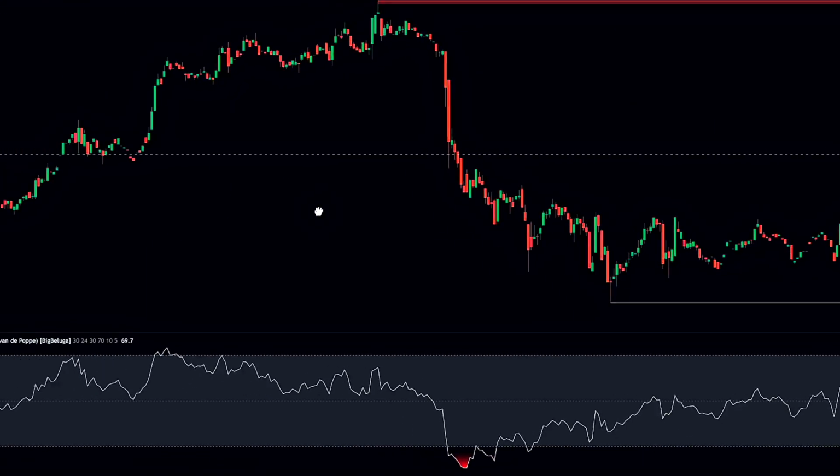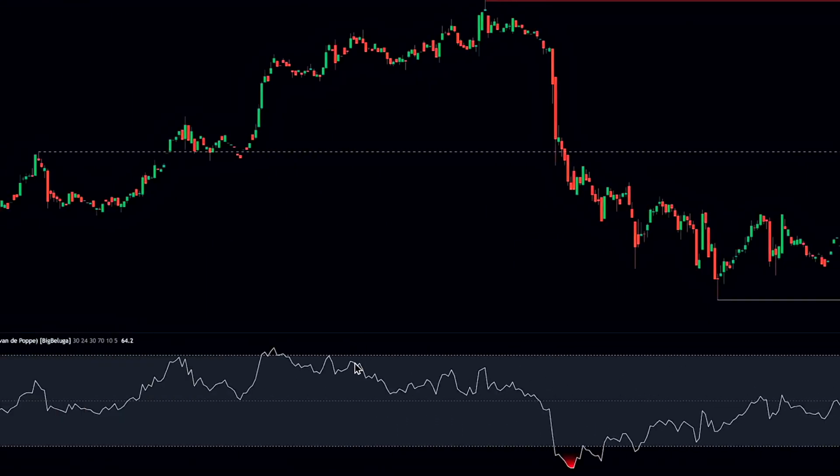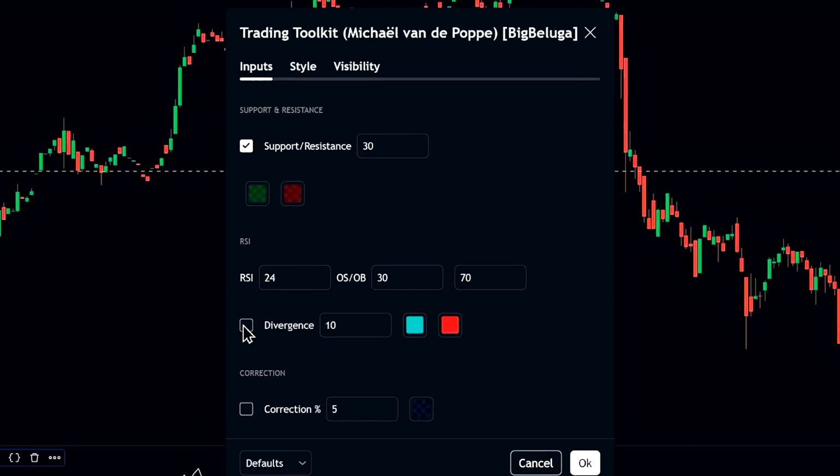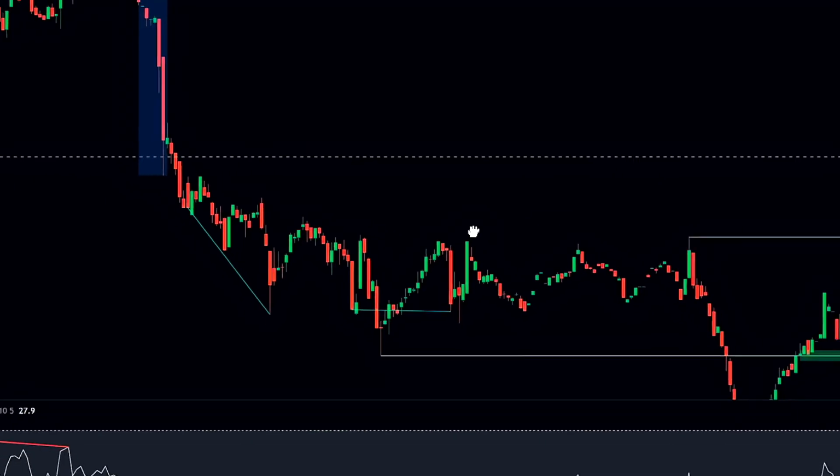Once you've got it on your chart, the first thing you want to do is give it a double click to turn on the divergence and correction detection features. Hit OK and you're ready to roll.